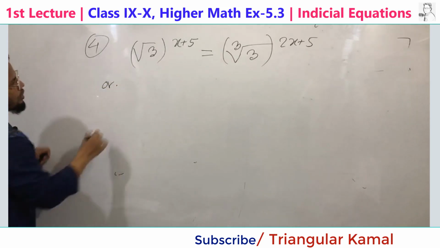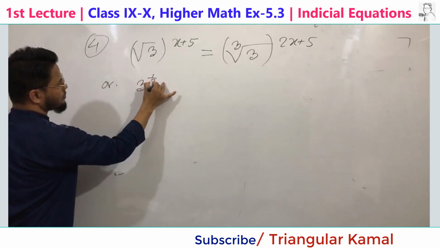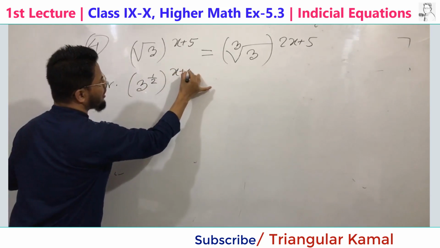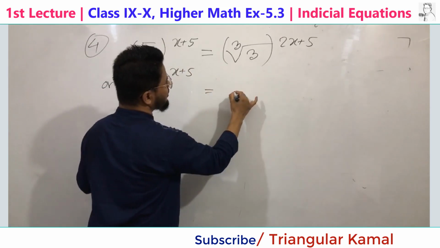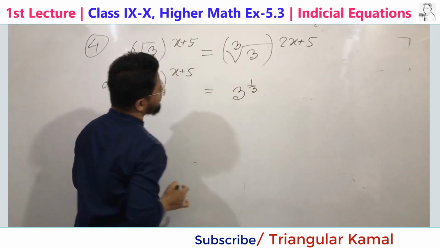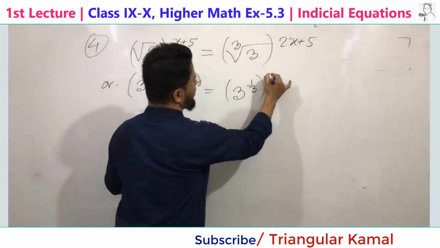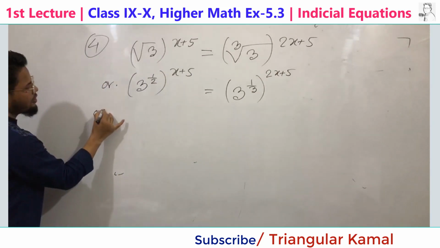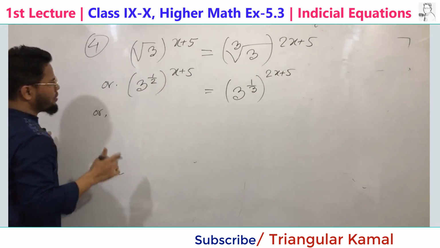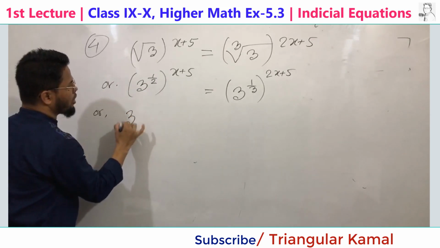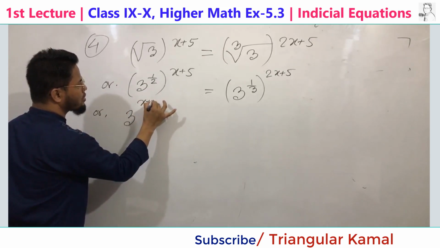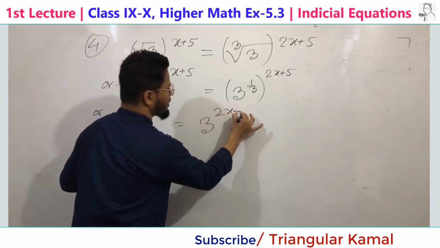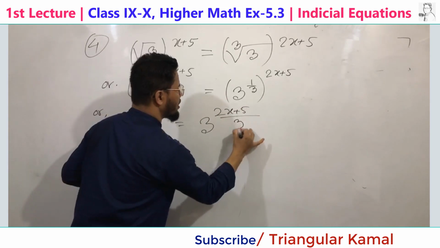Now do simple calculation. This is 3 to the power, root as a half, x plus 5. And here 3 to the power 1/3, and this power is twice x plus 5. Using simple multiplication of the powers, 3 to the power (x plus 5) divided by 2, and here 3 to the power twice (x plus 5) divided by 3.